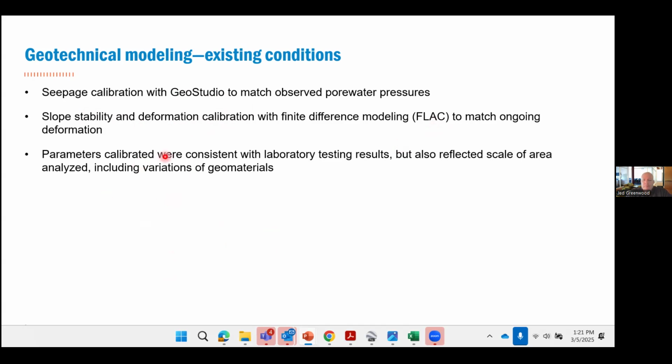And the parameters were generally consistent with the lab testing results, especially as it relates to the residual drained friction angle for the material. But it also reflects the scale of the area analyzed.